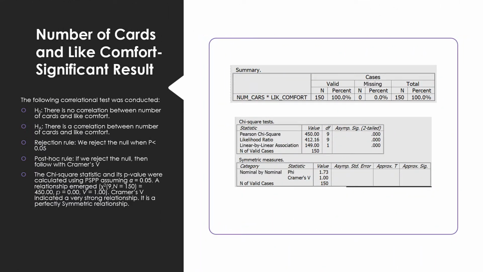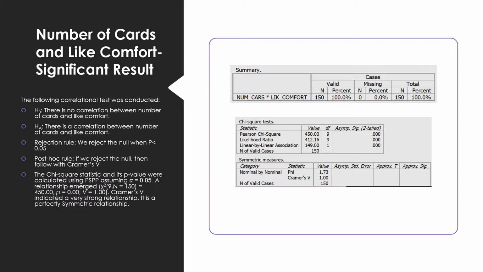The third test, where we compare the number of cards and the like comfort, we have a significant result. The null hypothesis indicates that there's no relationship between the number of cards and the like comfort. The alternative, there is a relationship between the number of cards and the like comfort.